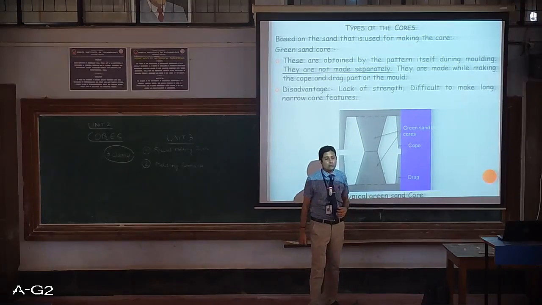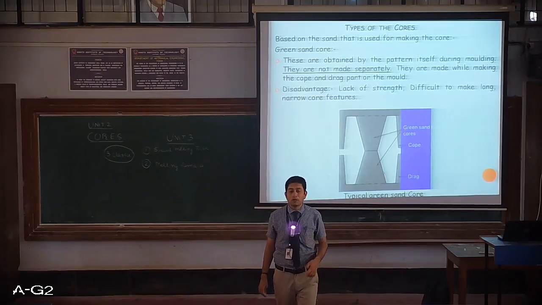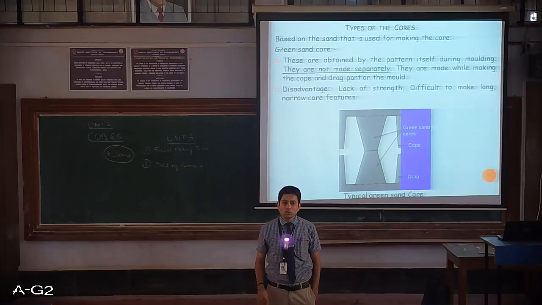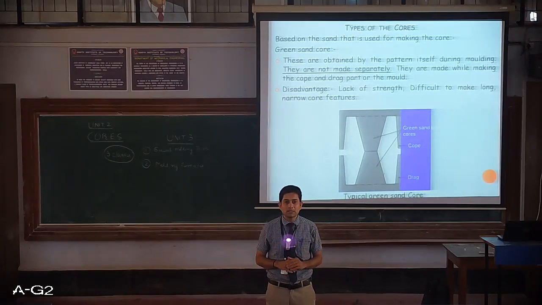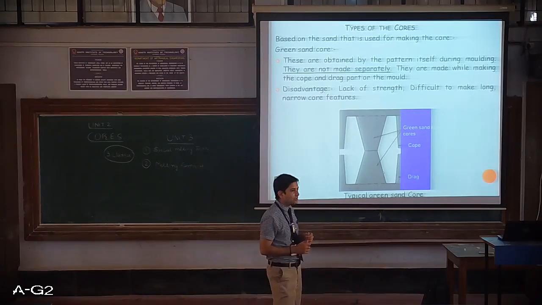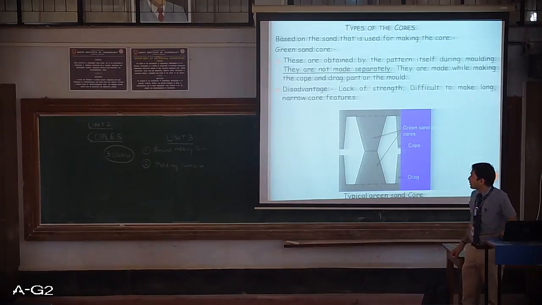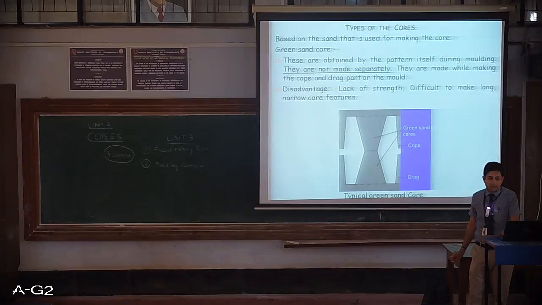If you are trying to create long narrow-featured castings, it is very difficult to make them using a green sand core. You should understand that a green sand core is not made separately. It is made as a part of the cope and the drag. That is the understanding behind a green sand core. Second, it has some limitations. The main limitation is that its strength is very low, and long narrow-sectioned castings cannot be produced with it. So this is the understanding behind the green sand core.